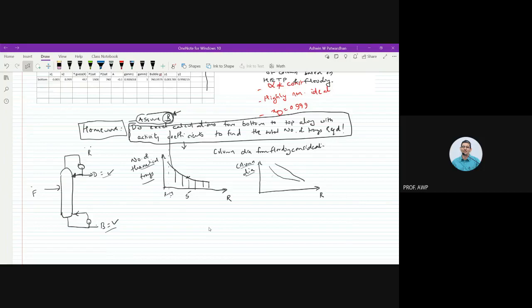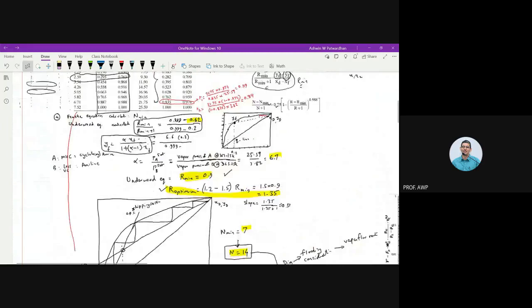Anybody agrees? Anybody disagrees? Or are we talking Greek, Latin? Yes, sir. Liquid flow rate is going to go up. Vapor flow rate is going to go up. To keep the same level of pressure drop in the column, don't you think I will require more diameter?